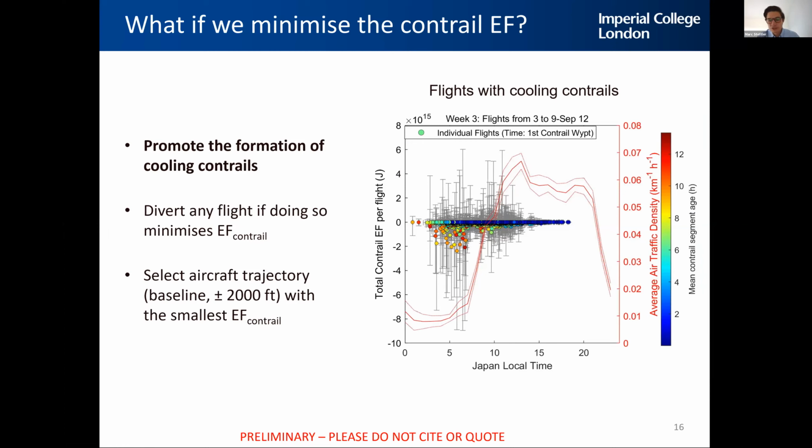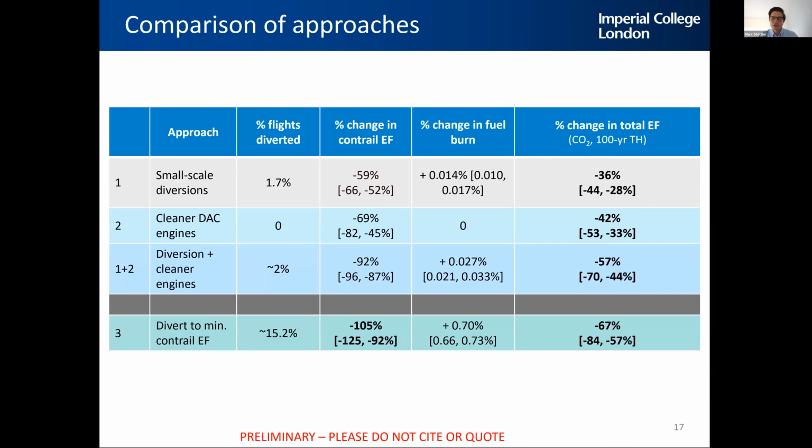promote the formation of cooling contrails. Now, if we want to promote cooling contrails, that means we need to form them in the day so that they can reflect sunlight during the day. And so we've done some experiments where we try and just choose the altitude of a flight which would minimize the energy forcing of contrail. And in that situation, we end up diverting about 15% of flights. But it completely offsets the energy forcing from contrails and reduces the total impact from CO2 and contrails by 2/3.